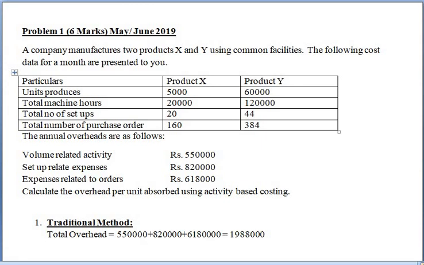A company manufactures two products X and Y using common facilities. The following cost data for a month are presented to you, and this is the information relating to two products. The first one, units produced: product X 5,000 units and product Y 60,000 units. The next one, total machine hours: for product X 20,000 hours and for product Y 1,20,000 hours.